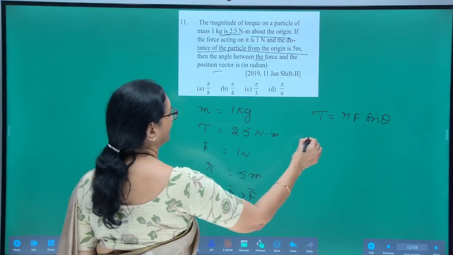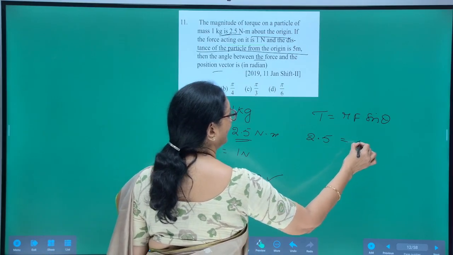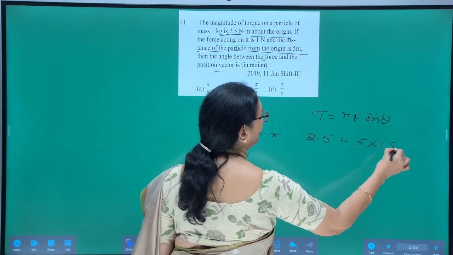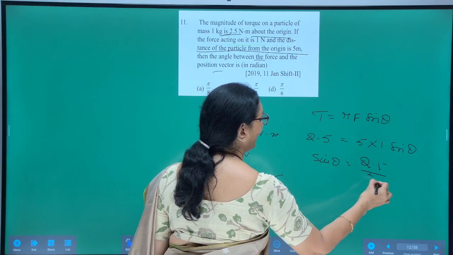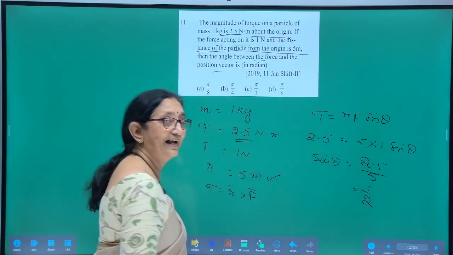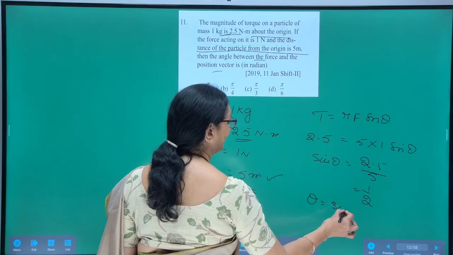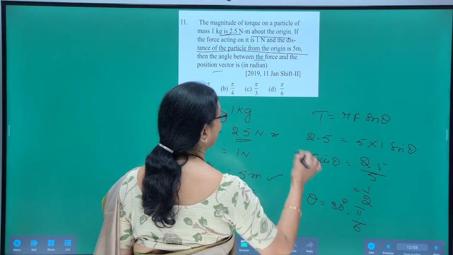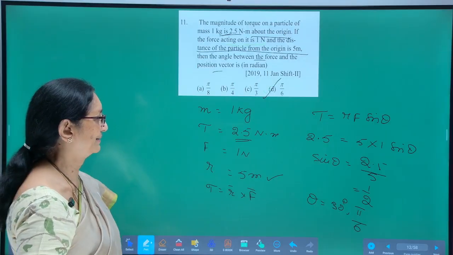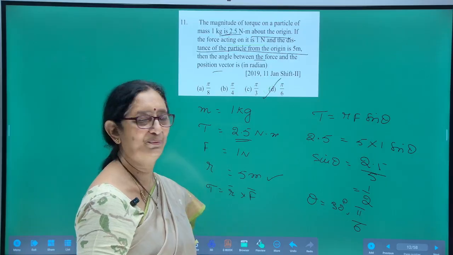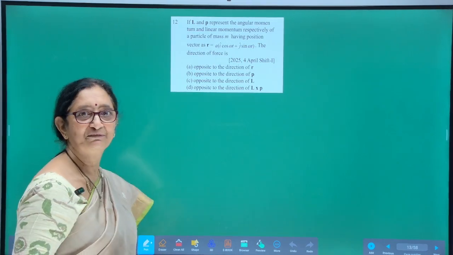So, directly substitute the values. Torque is given as 2.5 here, R is given as 5 here, F is given as 1, into sin theta. So, from that sin theta is equal to 2.5 by 5, that is equal to half. Sine of which angle is half? 30 degrees. So, theta is 30 degrees or pi by 6. As the options are mentioned in terms of pi, the correct answer is pi by 6. Such a simple, basic model question on torque. Okay, this is the last problem for today's session.